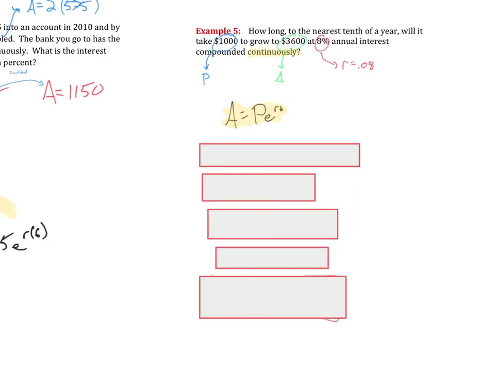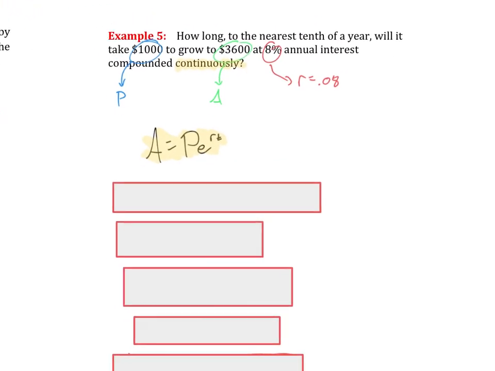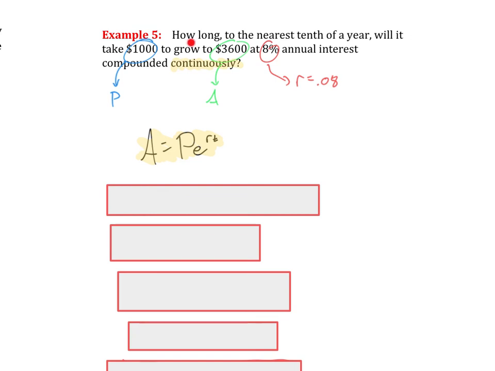All right, example 5. How long, all right, so that alone tells me we're solving for t. How long to the nearest tenth of a year will it take $1,000, starting amount, to grow to 3,600 ending amount at an 8% annual interest. That's the rate, R value. Compounded continuously gives me permission to use PERT. That word is the PERT permission word.